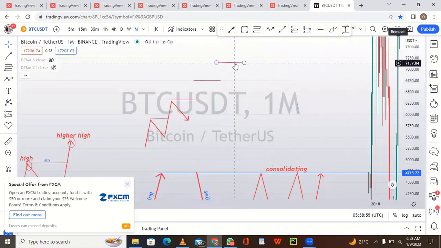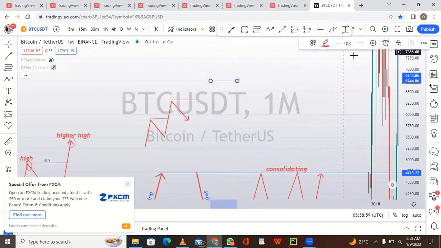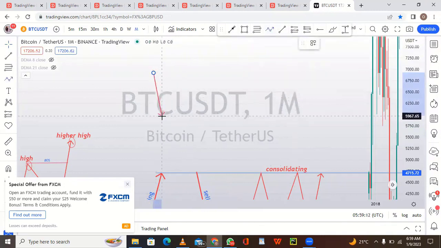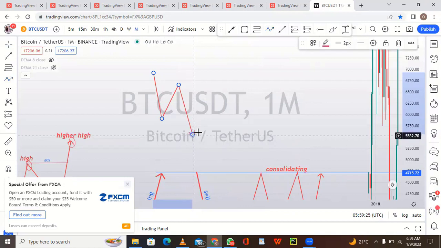So that's about bullish markets. Now let's talk about bearish markets. So how do we identify a bearish market? This is how a bearish market looks like. You have a high. After that, you have a lower high, and then you have a lower low.